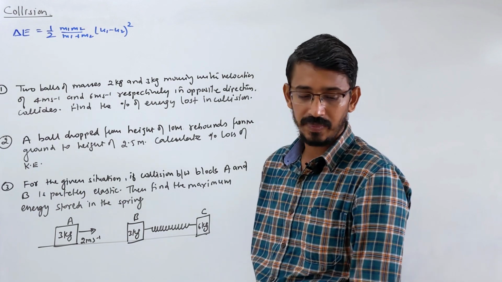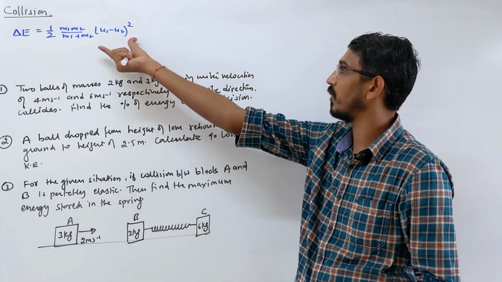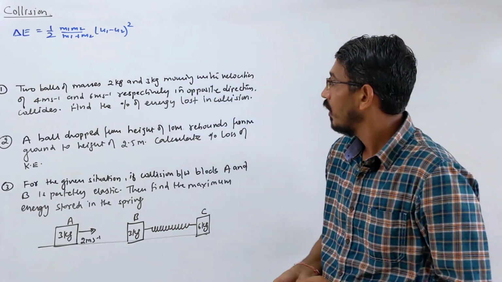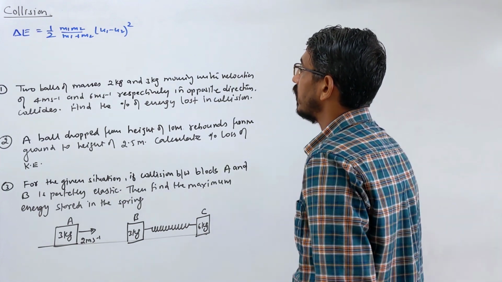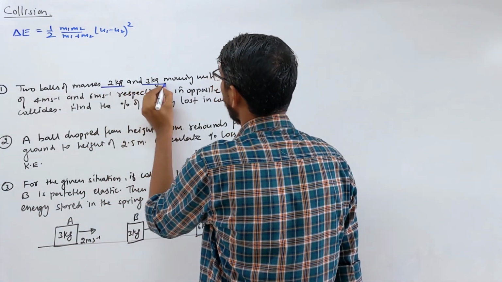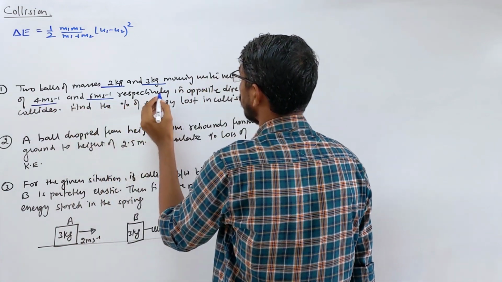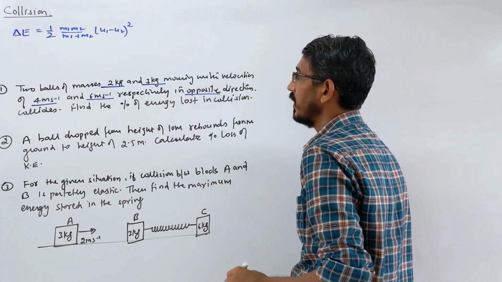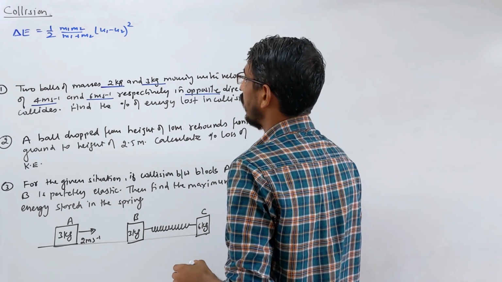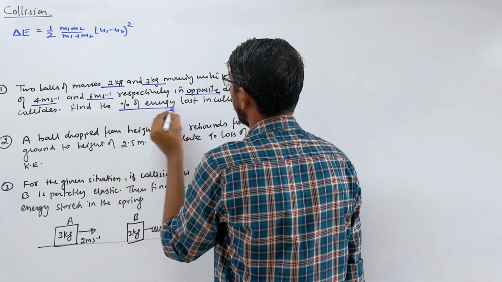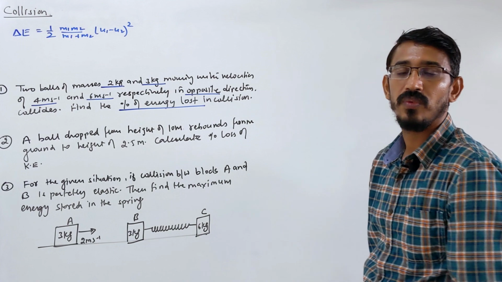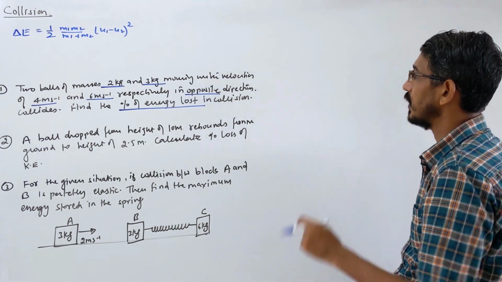Okay, generally if they have asked in our exam, they have asked this much only. Okay, look at the problem. Two balls of masses 2 kg and 3 kg, moving with velocities of 4 meter per second and 6 meter per second respectively in opposite directions, collide. Find the percentage of energy lost in this collision. What percentage of energy is lost in this collision?